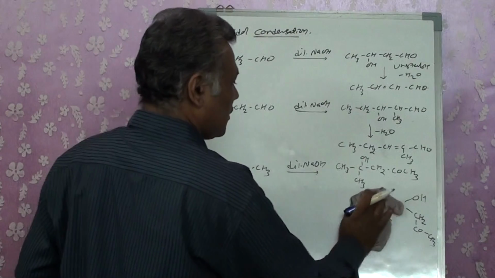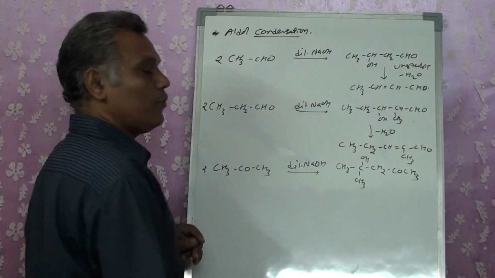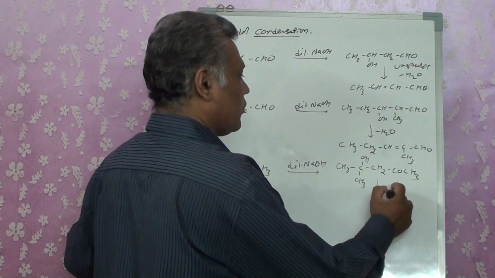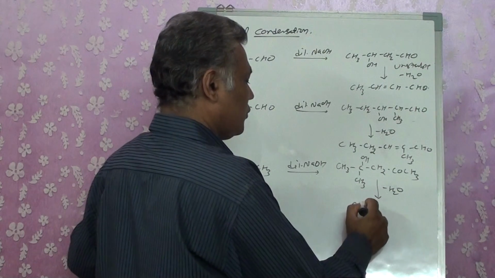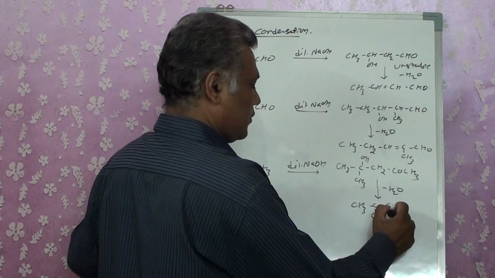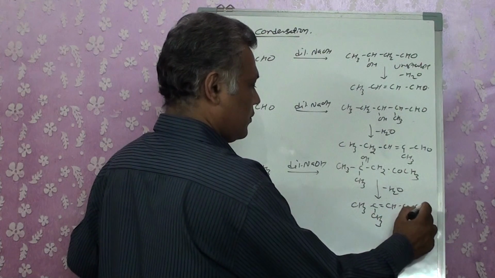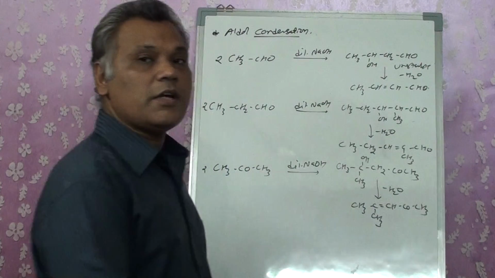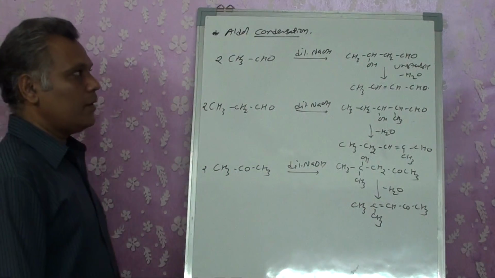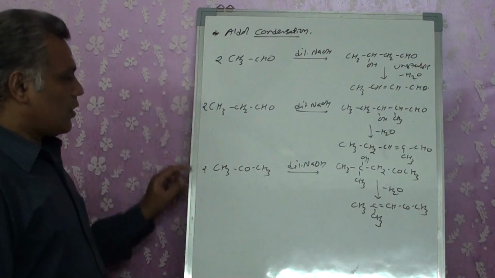This is how the aldol condensation took place. Now this component is again going to lose H2O. So the product we are going to get is CH3C(CH3)=CH-COCH3, right? So this was the aldol condensation.